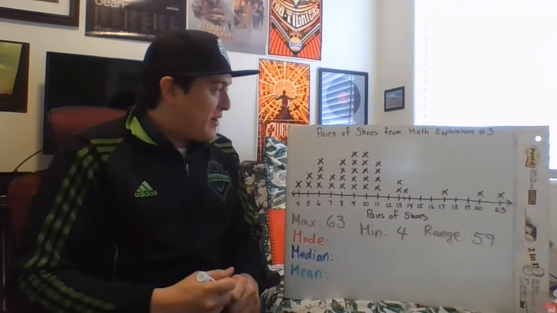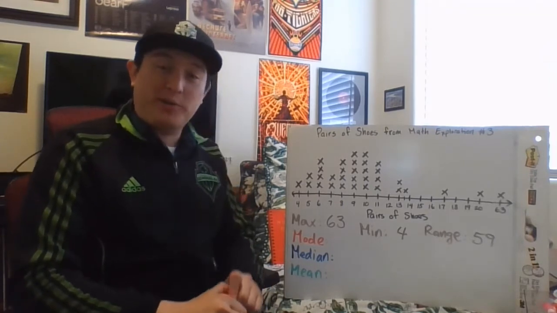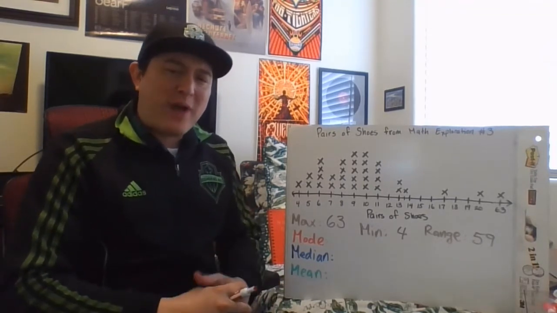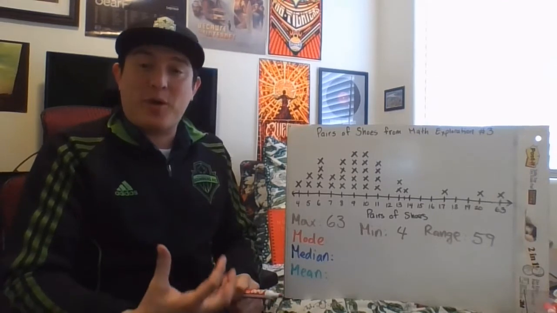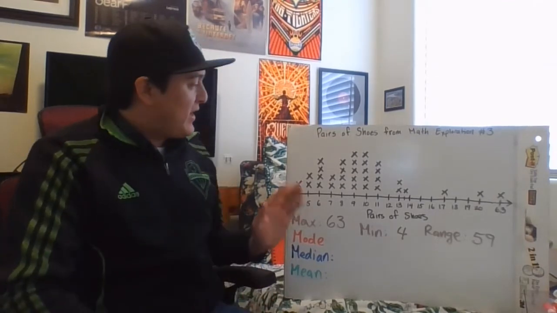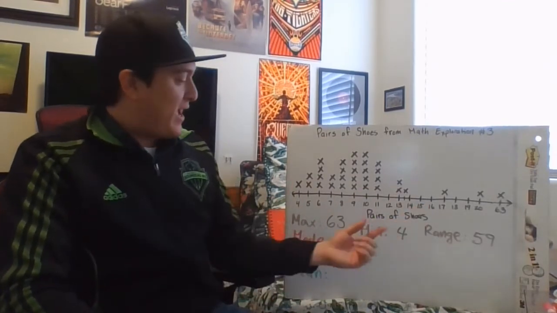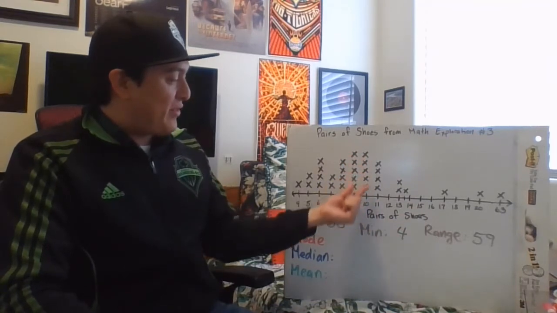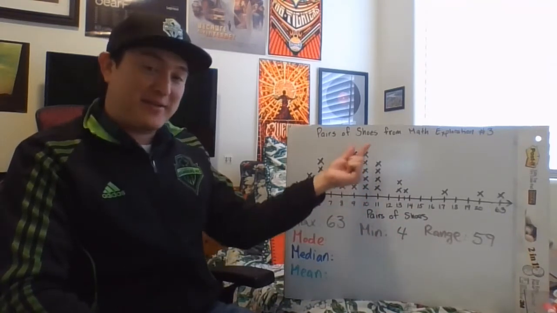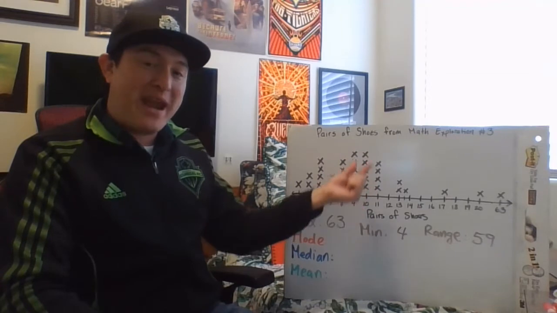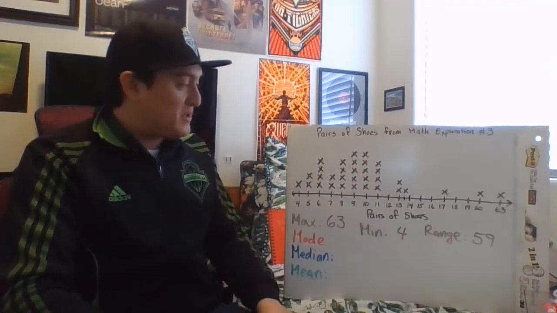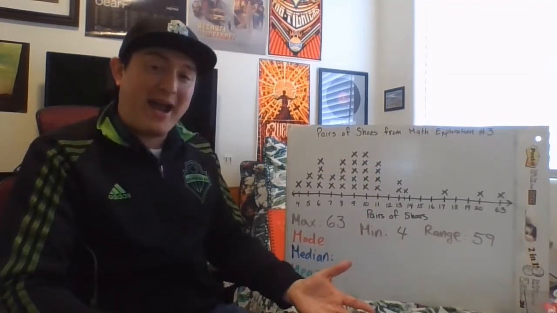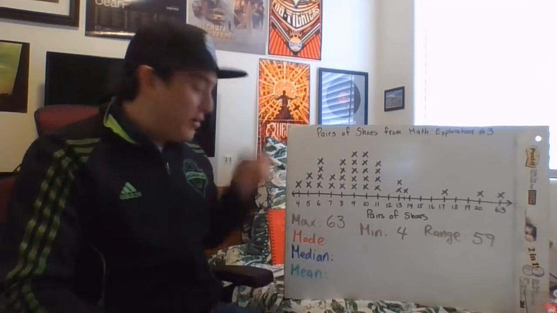All right, so next up, I want to talk about a new term called mode. And mode is actually rather simple. It just means which data point comes up the most. And it's pretty clear with our line plot that both 9 and 10 have the most X's on top. So those are the two numbers of pairs of shoes that we had the most of. And so because there's a tie, both 9 and 10 are the mode.